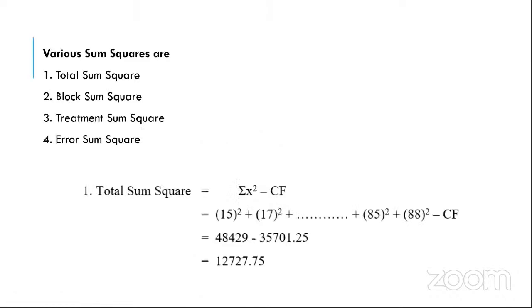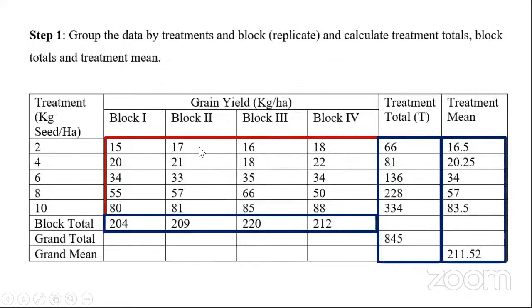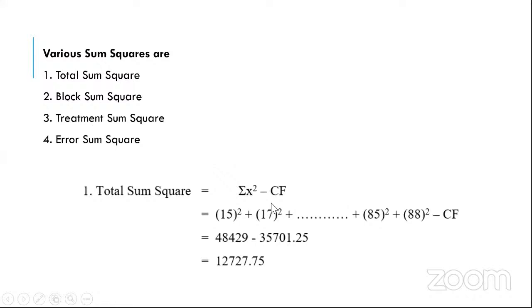Next is calculation of the various sums of squares. This step is very long. First we need to calculate the total sum of square, then replicate sum of square, then treatment sum of square, then error sum of square. So total sum of square is the summation of x squared, these individual x values, minus the correction factor. The individual values in this table, 15, 17, 16, 18, up to 88, all you need to add. Before adding, you need to square these values and then subtract the correction factor. So you get the total sum of square.